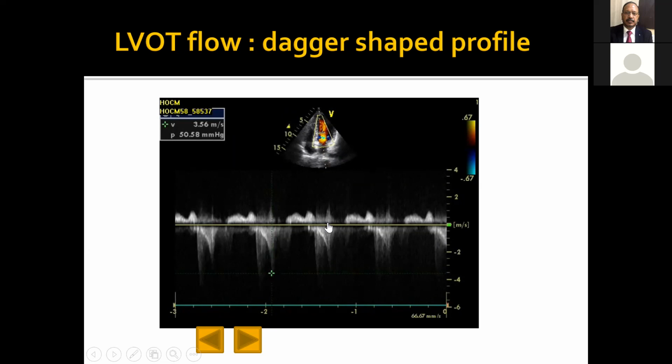When you interrogate a patient of hypertrophic cardiomyopathy, you have to find the site of obstruction. Put the line across the left ventricular outflow tract, turn on the PW Doppler and move the sample volume from apex to base and see where the maximum velocity is. That is the site of left ventricular outflow tract obstruction.